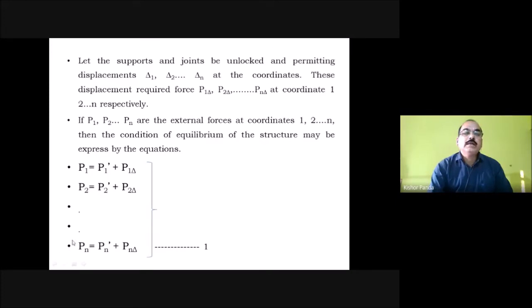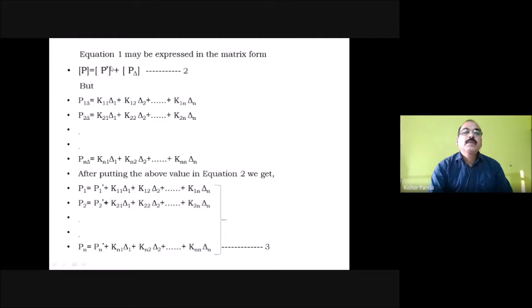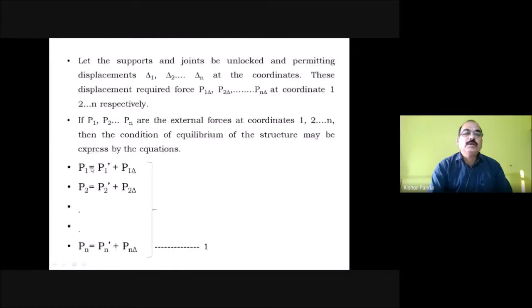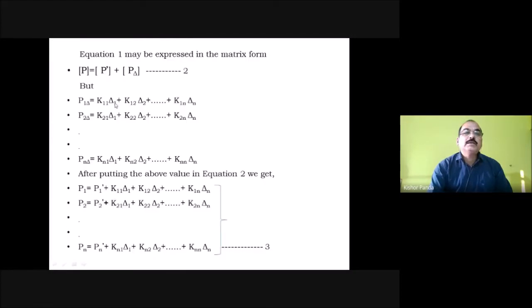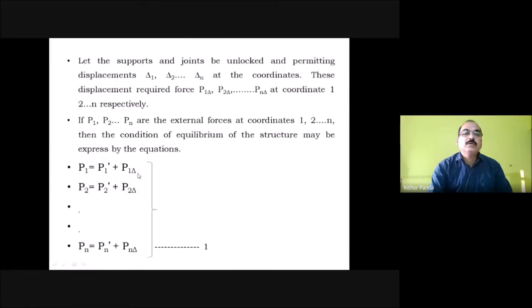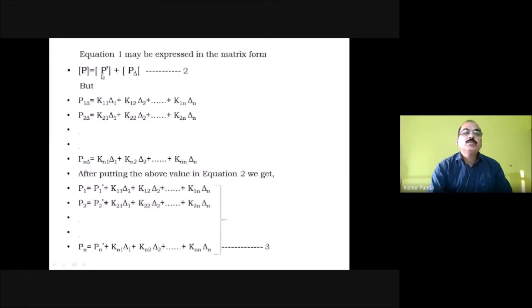Then you write this in matrix form. This is expression 1. Equation 1 may be expressed in the matrix form: this is the column matrix P1, P2, P3, Pn. Then this is your P dash, also a column matrix, and P delta is also a column matrix. P is equal to P dash plus P delta. But you know, P1 delta is equal to K11 delta.